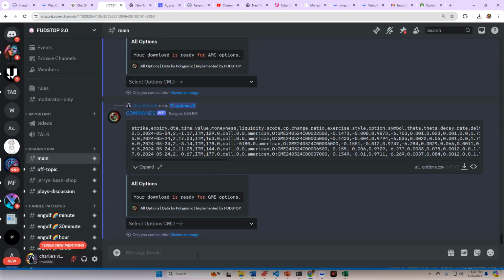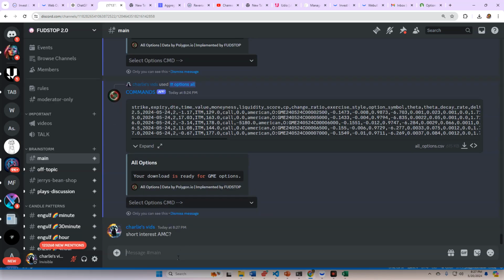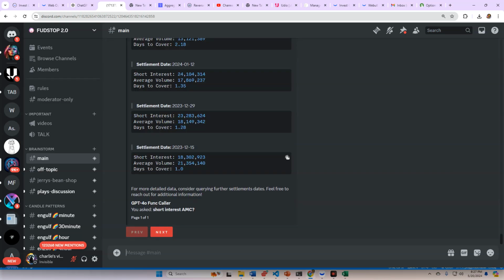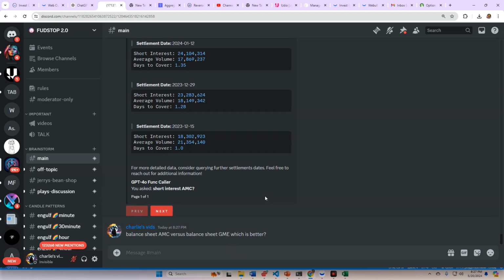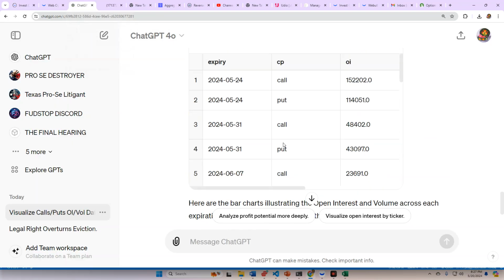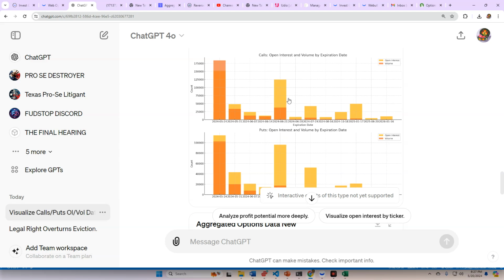And then there's also a new feature that I've added to the Discord. If you just ask a question, like let's say short interest AMC question mark, the bot is going to actually run the function for you and get that information back to you right here in the main chat. And it works as long as you have a ticker in the question. Basically anything you could think of, like if I did balance sheet AMC versus balance sheet GME, which is better? For example, it will run both AMC and GME, get the balance sheet for each one, run a comparative analysis, and then give the results back to Discord.